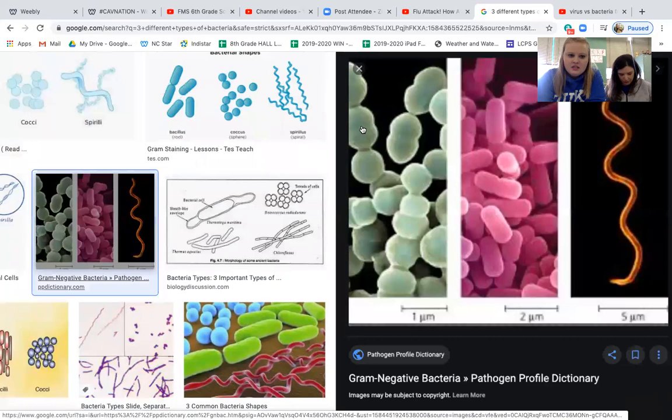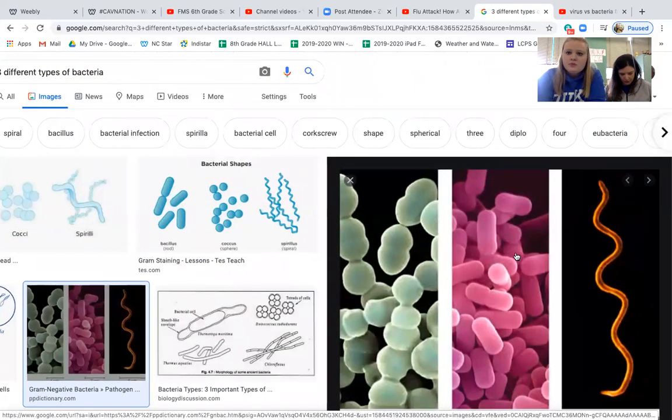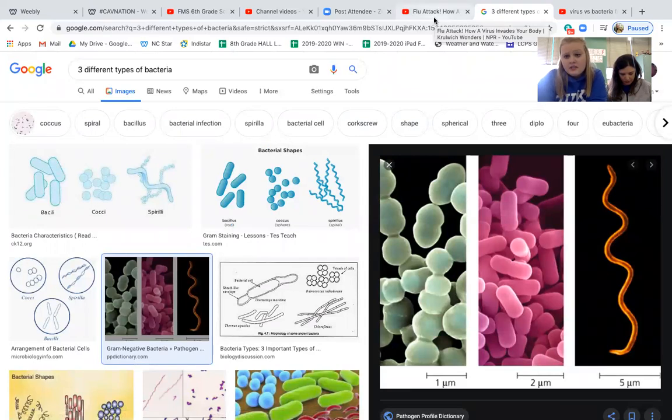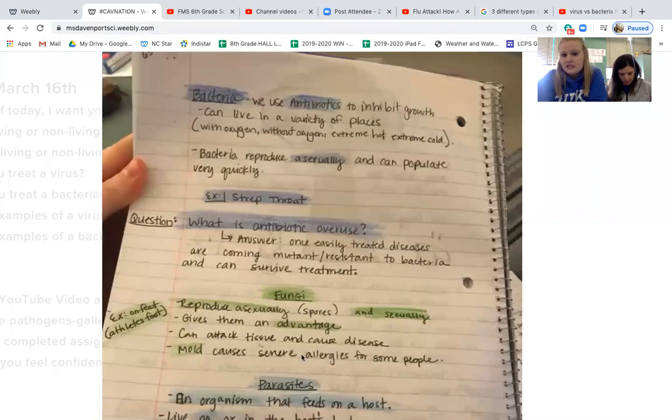So that is how bacteria will be inside of you. Remember, you can't see it with the naked eye, only under a microscope, which is why when we come in contact with it, we don't know that we've come in contact with it until we start presenting symptoms, aka getting sick.